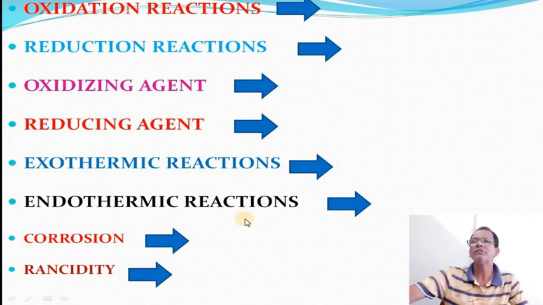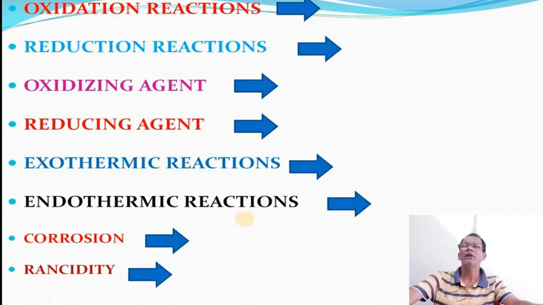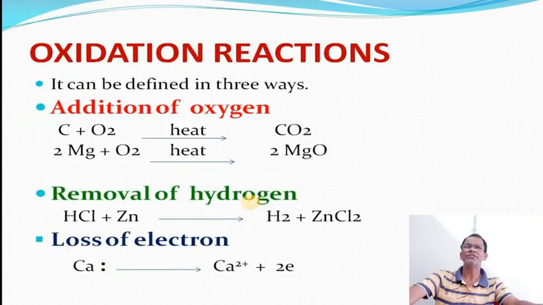Today we will discuss different types of chemical reaction, that is part 2: oxidation reaction, reduction reaction, oxidizing agent, reducing agent, exothermic reaction and endothermic reactions, corrosion, rancidity.